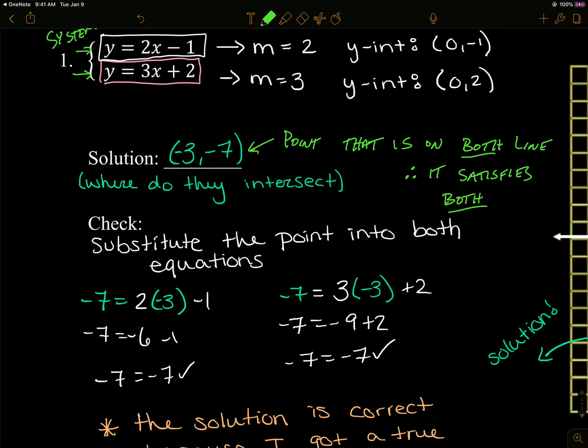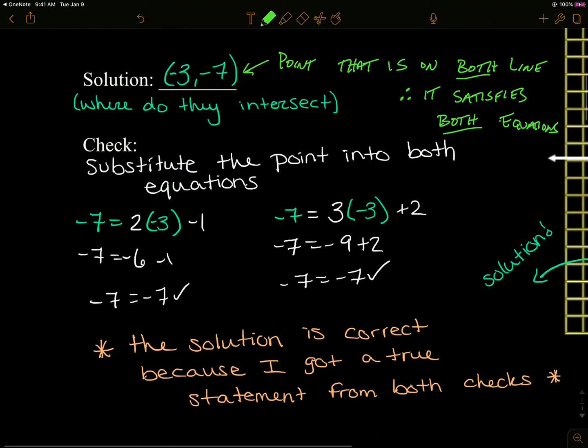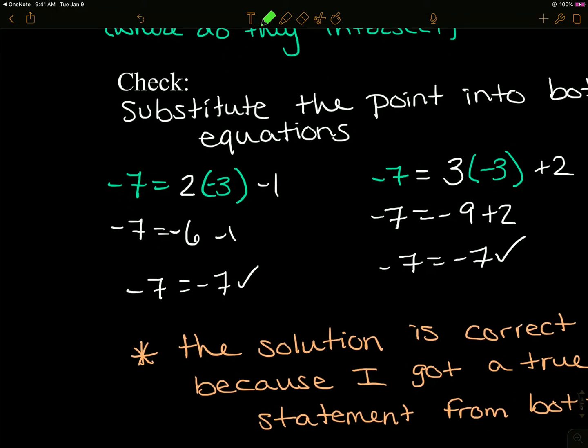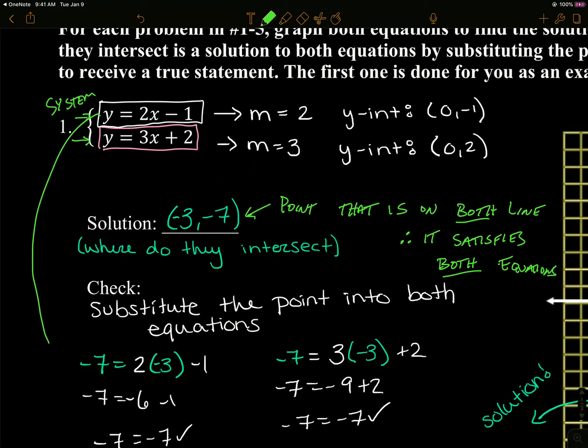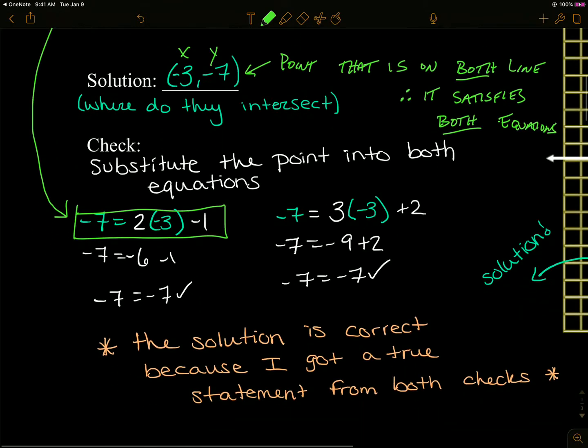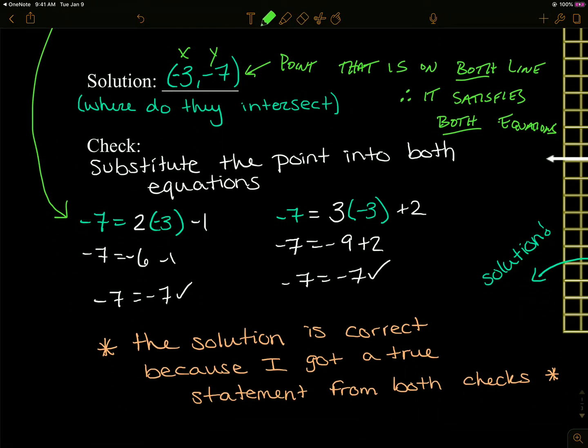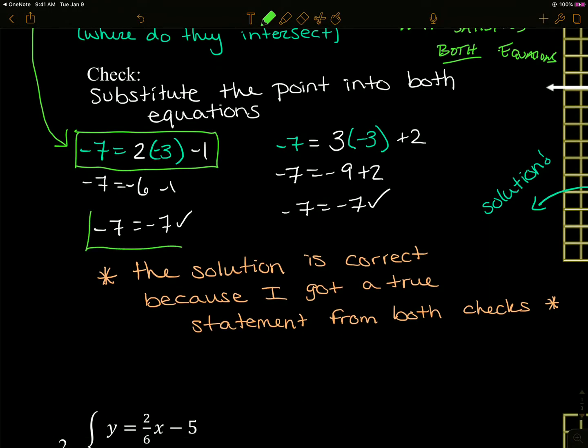both equations. Let's see what that means to satisfy an equation. If I take the point -3, -7, and I take the first equation, and I plug the -3 in for x, and the -7 in for y, I get this statement right here. If I simplify that statement on both sides, I get to a true statement in the end. That's what it means to satisfy an equation.